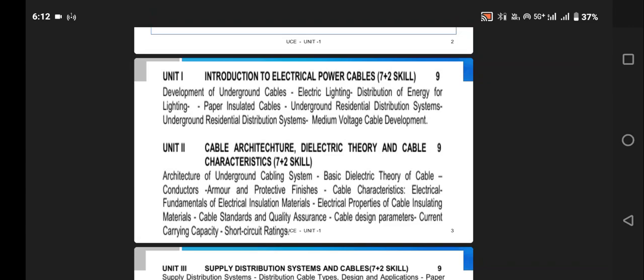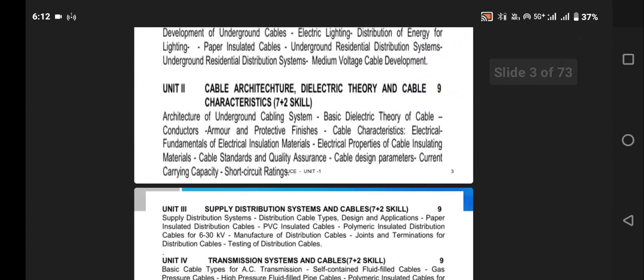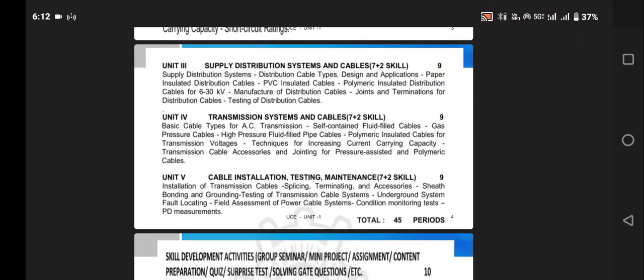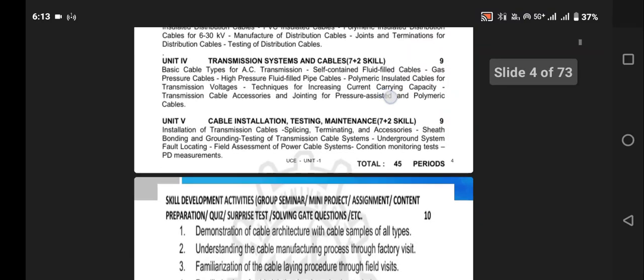It consists of 5 units. The first unit is introduction to electrical power cables. The second unit is cable architecture, dielectric theory and cable characteristics. The third unit is supply distribution systems and cables. The fourth unit is transmission system cables. The fifth unit is cable installation, testing and maintenance.